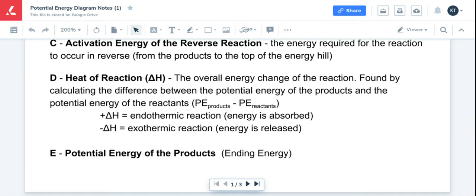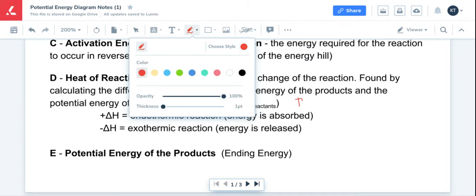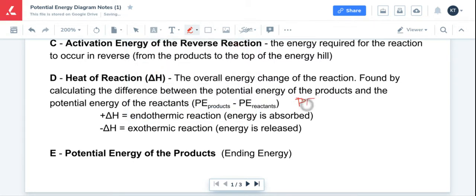You can calculate this when there are numbers involved. You take the potential energy of the products minus the potential energy of the reactants. And so you can remember that as being PEP-R. So you have potential energy of the products minus the potential energy of the reactants. And of course, this would be if you had numerical values, and that's how you'd calculate it.